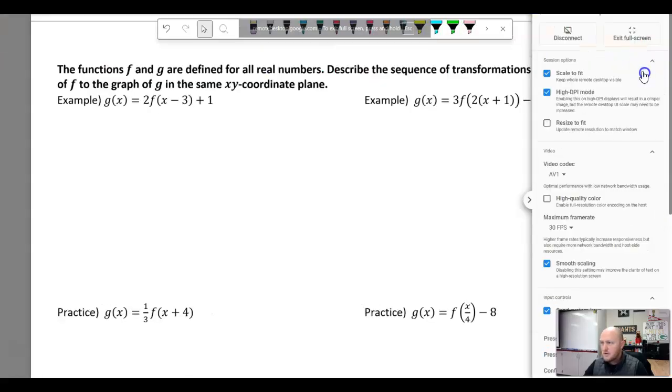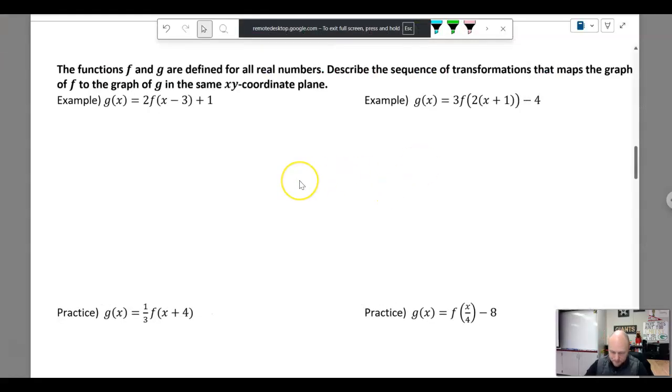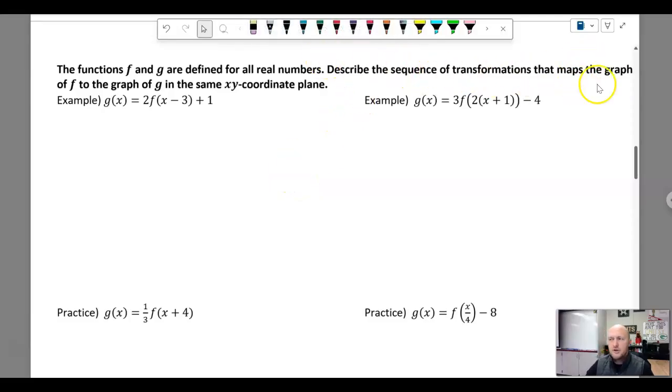Make this full screen. Okay. The functions f and g are defined for all real numbers. Describe the sequence of transformations that maps the graph of f to the graph of g in the same xy coordinate plane. What you want to do first is just identify your parameters. I see an a factor of 2, I see an h factor of 3, and I see a k factor of 1. So what are the effects that we're going to have?